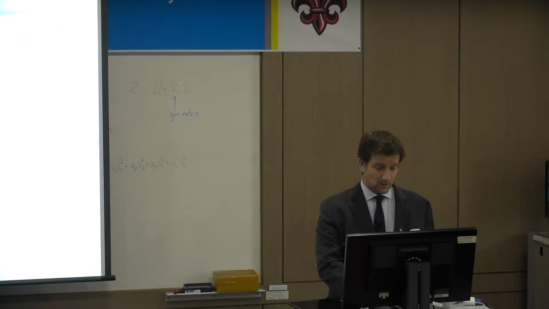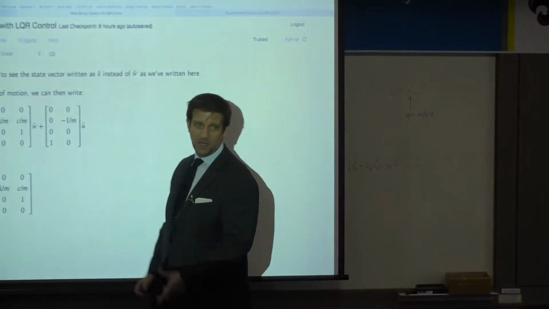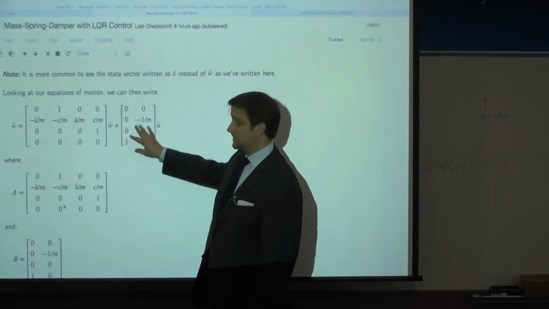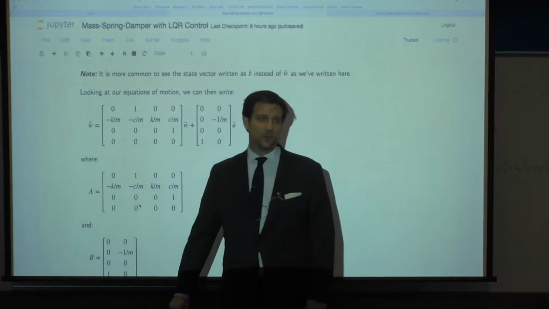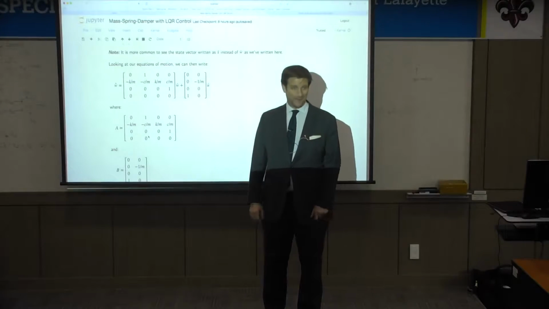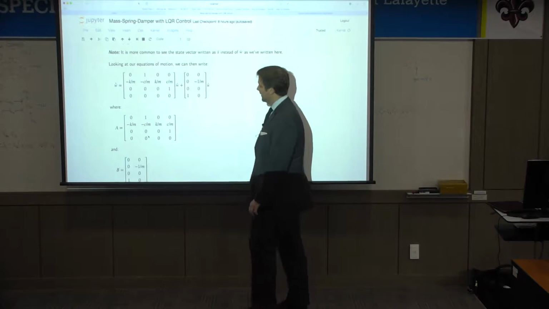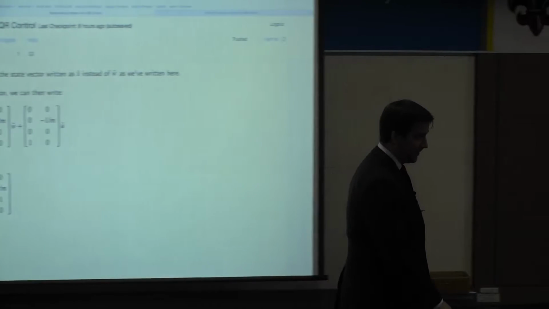I mentioned you can also do this in state space form. I took that same system, and because it's linear, I can write it in state space form. In this case, I am using W instead of X to avoid the confusion of having 6 different X's that all mean different things. All right. So I have a state vector W. I can define A and B.